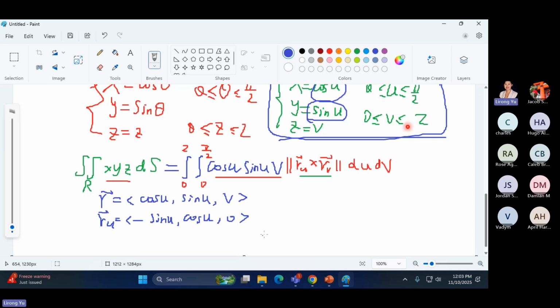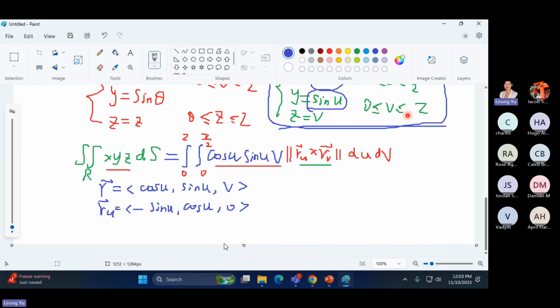I felt like we've done this before. Yes, the example. R_v, right, this one has no v. So 0, 0, 1.